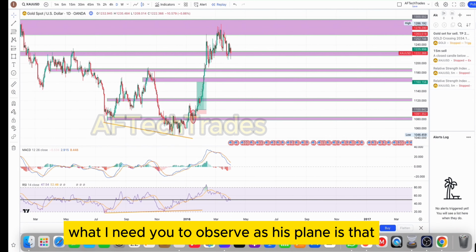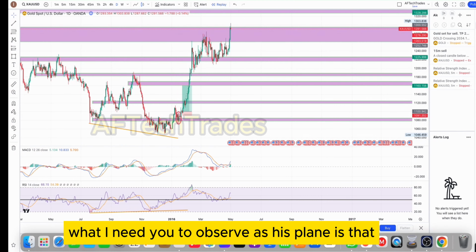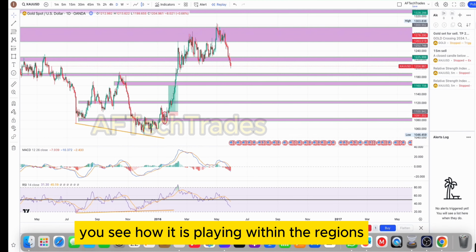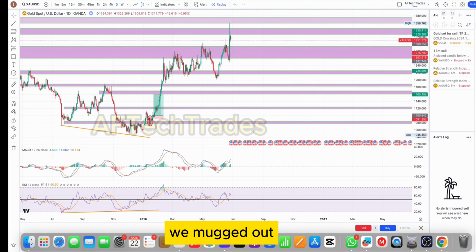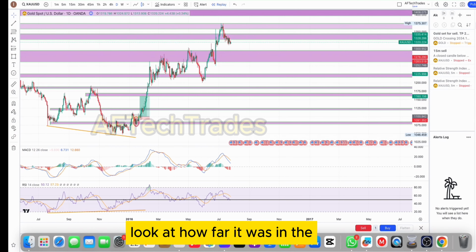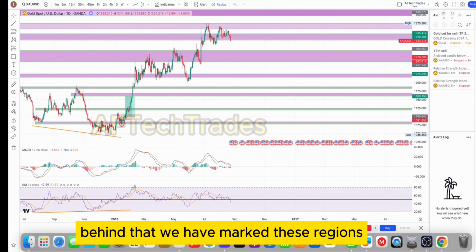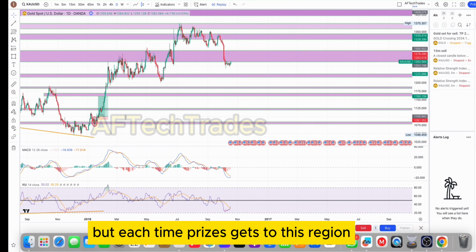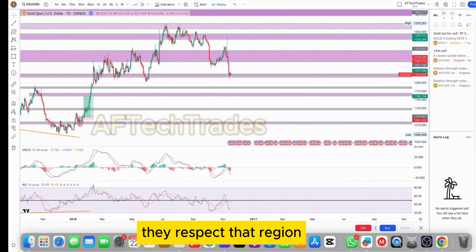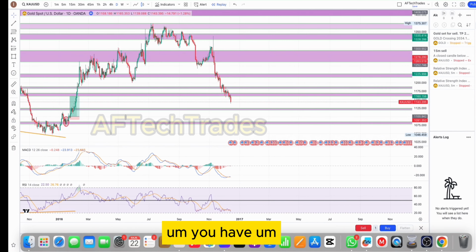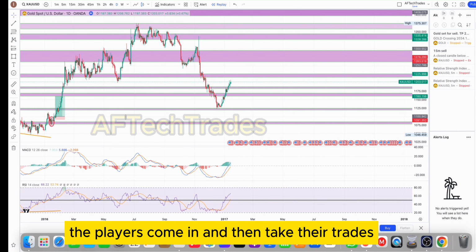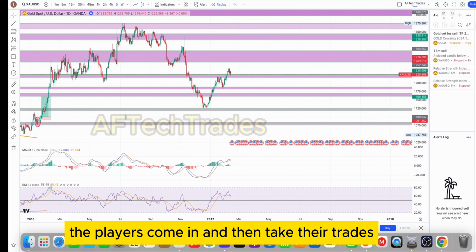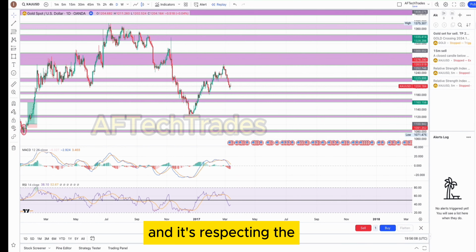What I need you to observe as it's playing is how it is playing within the regions we marked out. Look at how far back we marked these regions, but each time price gets to this region, it respects that region. You have the players come in and then take their trades, and it's respecting this.